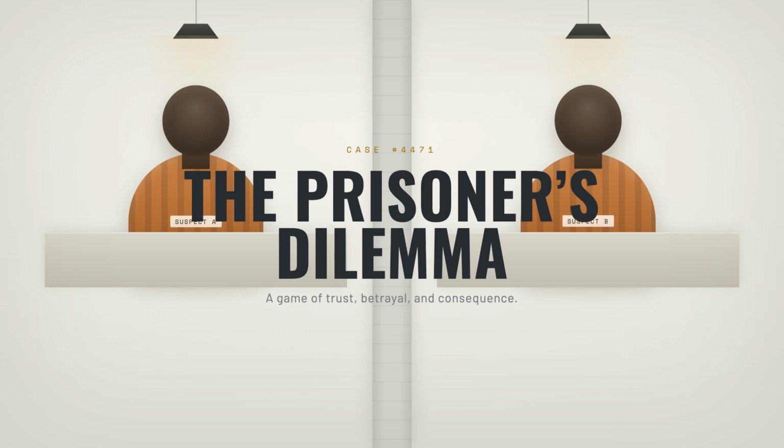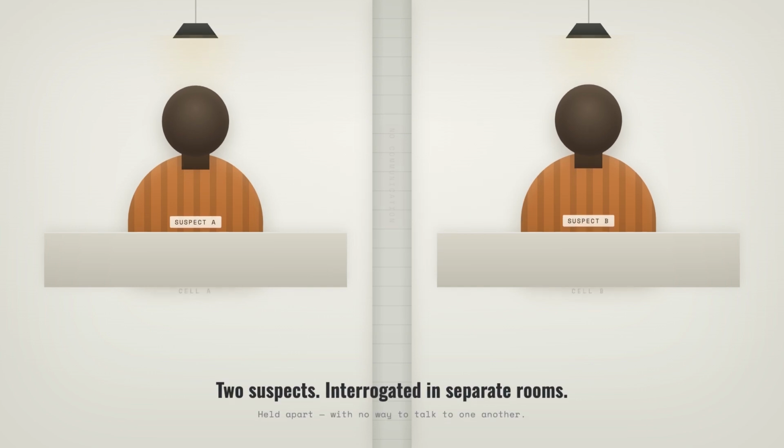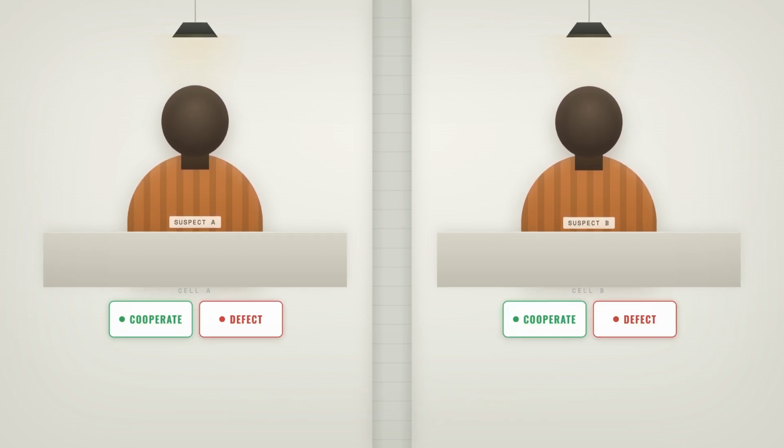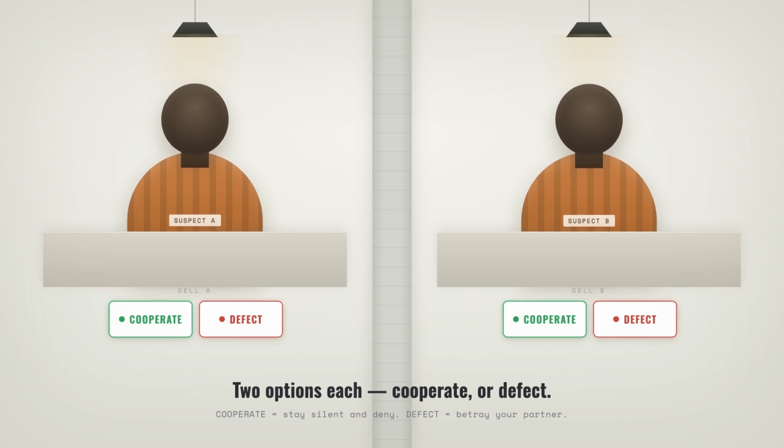The premise of prisoner's dilemma stems out of a thought experiment. Suppose there are two prisoners who are being interrogated independently for their crimes. They each have two options: either to cooperate, that is to stay silent and deny the crime, or defect, where you betray your partner and put the blame on him. This leads to three unique scenarios.